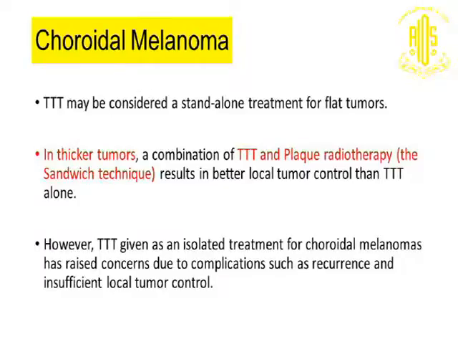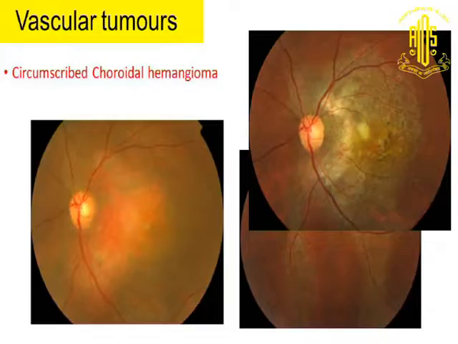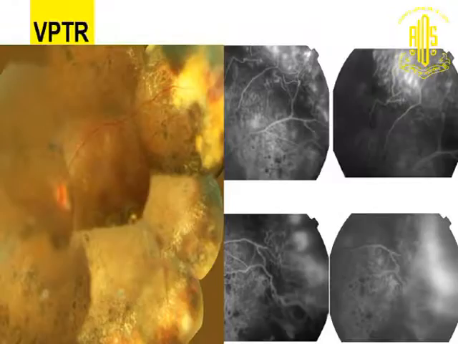In choroidal melanoma, as you have the thick tumors, sometimes plaque radiotherapy or brachytherapy combined with TTT in more than 10 millimeter thickness tumors results in better resolution of the tumor. And for TTT in flat tumors, there is still controversy because of the recurrence and insufficient local tumor control. Even for other vascular tumors like circumscribed choroidal hemangioma, the first line would be PDT. Still, if it is unaffordable, or even for extrafoveal circumscribed choroidal hemangioma, threshold TTT would be a treatment option.